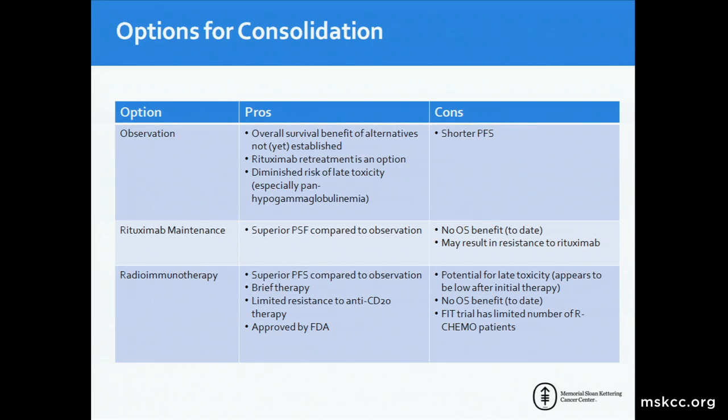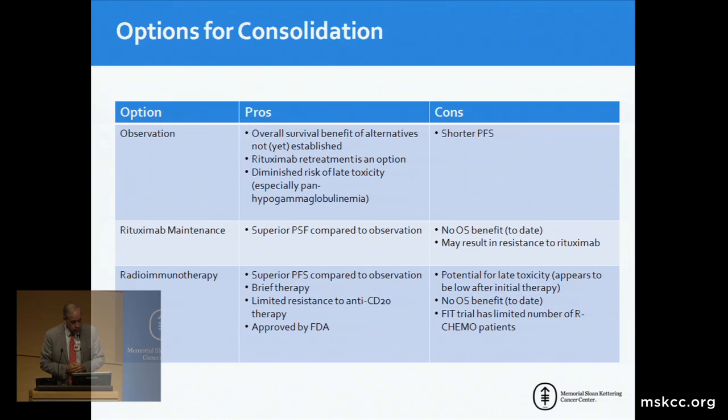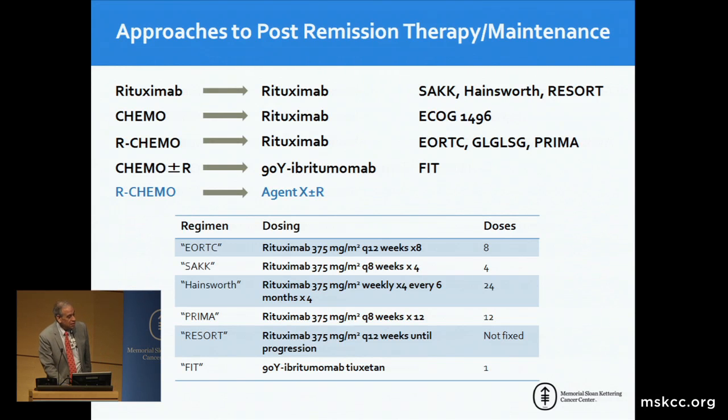So what about post-remission therapy? Post-remission therapy in first-line follicular lymphoma is an area of substantial controversy among experts in the field. And we have certain options. We can do nothing. You're in remission, just watch the patient. We can do rituximab maintenance, and that will improve progression-free survival, but as I'm going to show you, it does not improve overall survival. Or we can use radioimmunotherapy, and that will improve progression-free survival, but again, not overall survival.